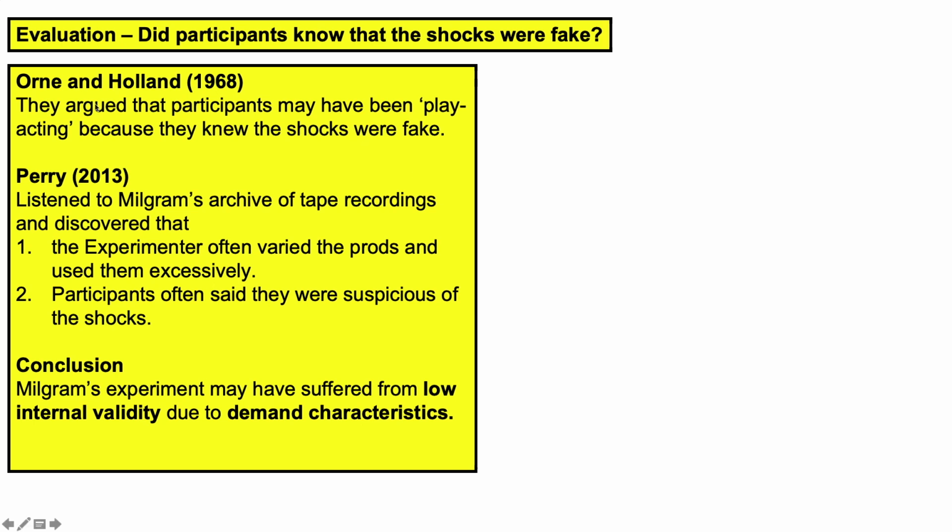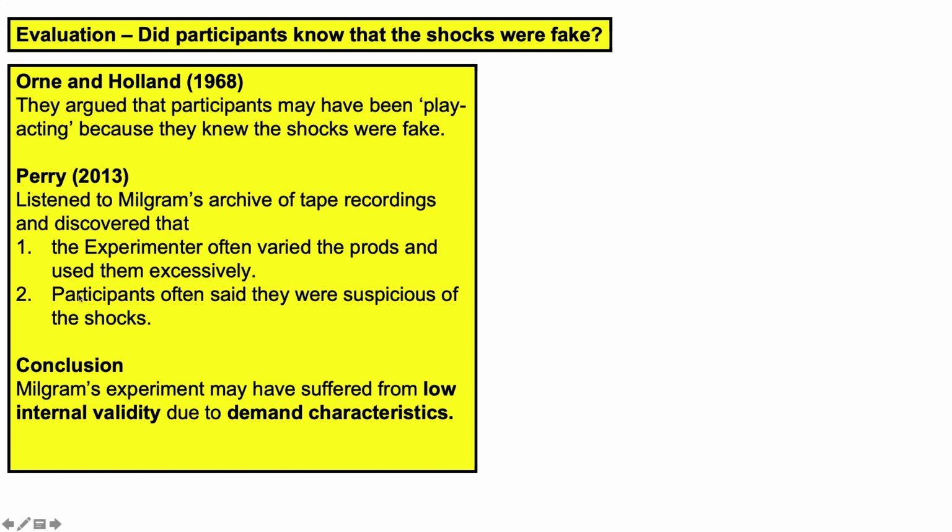Right? Now, another study by Perry, 2013, quite recent if you consider the time frames we're looking at here. She went back to Milgram's archive of tape recordings. All of these experiments were recorded on tape. And she discovered that the experimenter often varied the prods, these four things that should encourage the participant to continue, like please continue and you must continue. These prods were actually not followed exactly. The experimenter was modifying them and therefore treating the participants differently all the time.